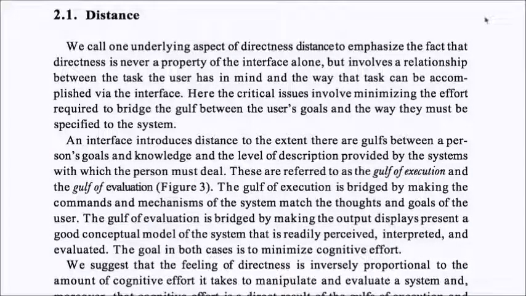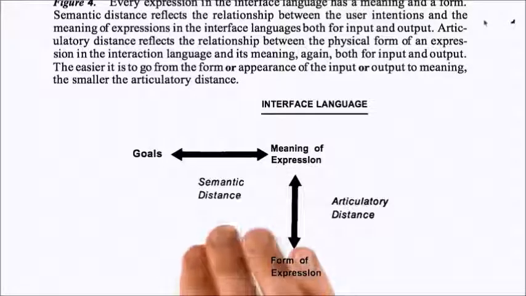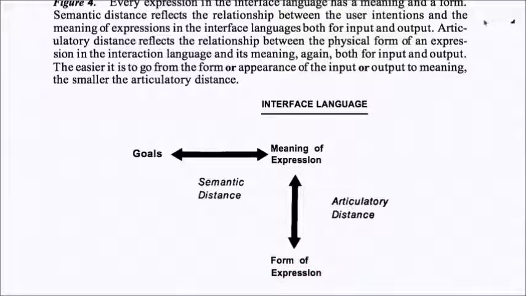The authors break distance into two components, semantic distance and articulatory distance. Semantic distance refers to the difference between the user's goals and their expression in the system. In other words, it's how hard it is to know what to do. Articulatory distance is the distance between that expression and its execution. In other words, it's how hard it is to actually do what you know to do. You might notice that semantic distance encompasses our identify intentions and identify actions parts of our gulf of execution, and articulatory distance comprises that execute actions phase.